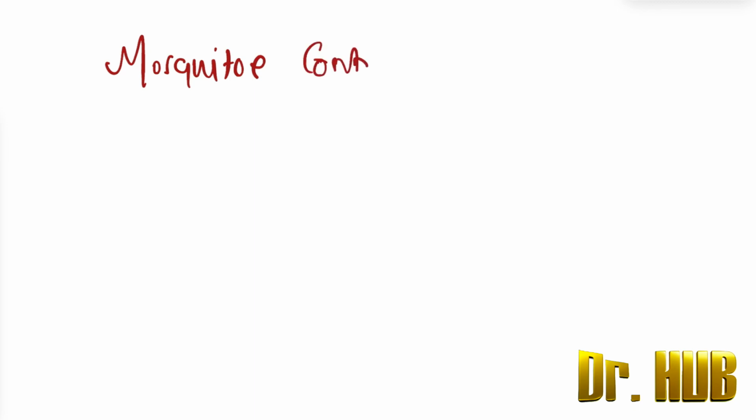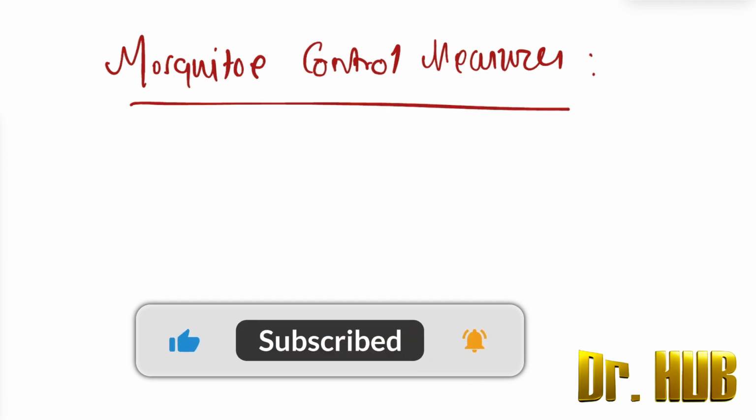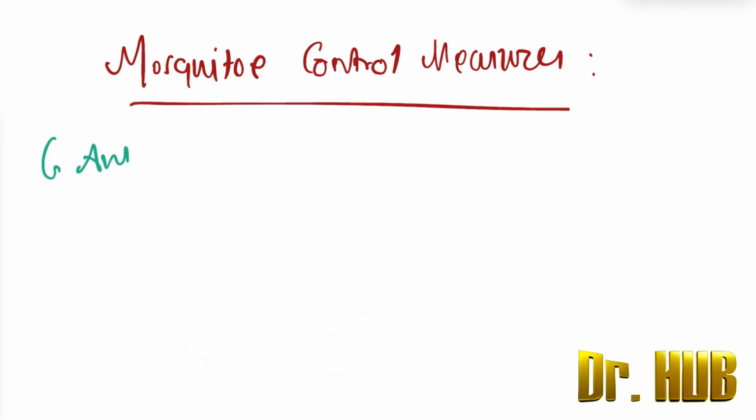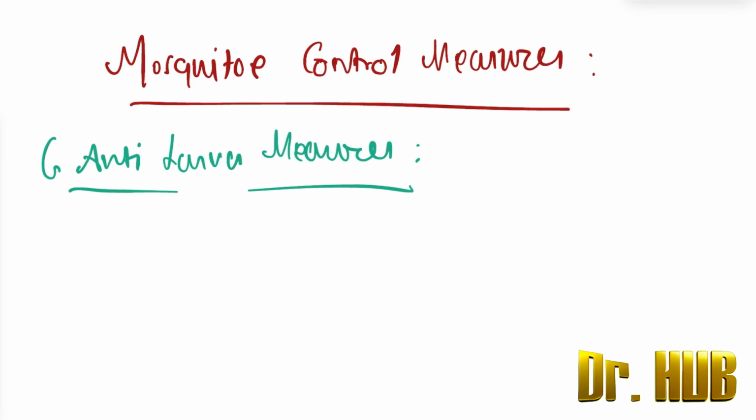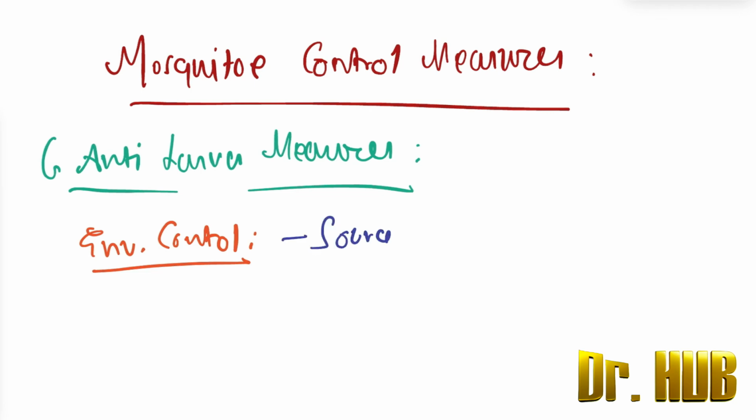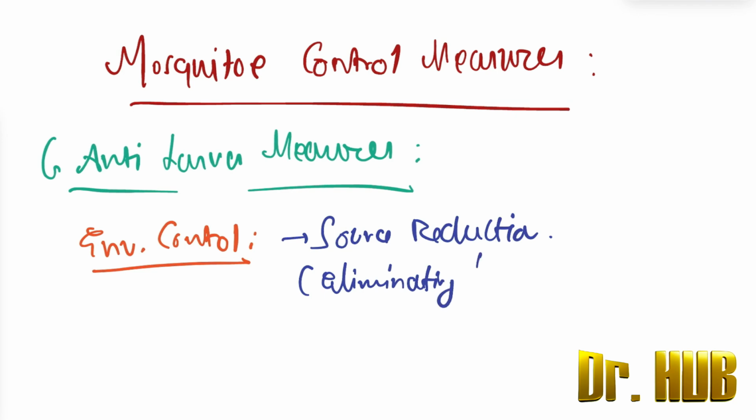Today we'll look at the mosquito control measures. So mosquito control measures, first one will be the anti-larva measures. Anti-larva measures include, first, the environmental control. Environmental control is done by source reduction, by eliminating the breeding places.